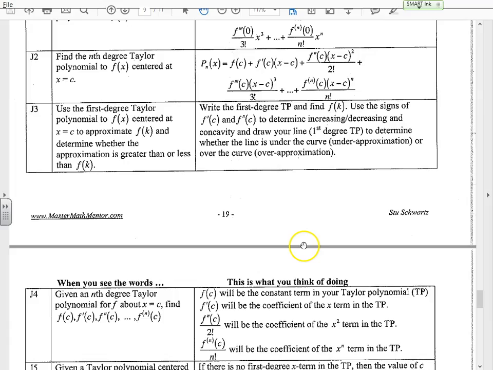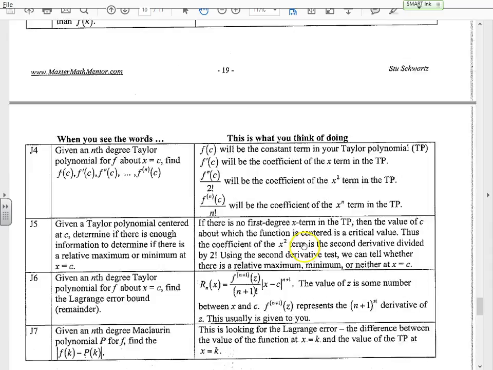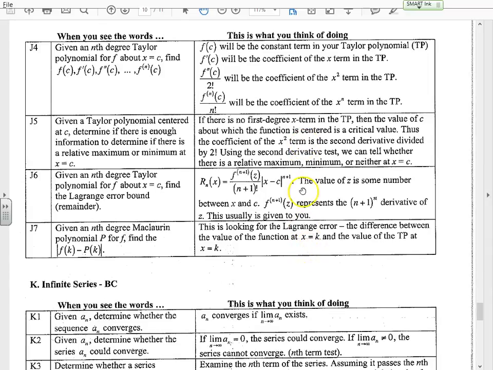Do you want me to scroll down? Okay. J5. If there is no first degree x term, then the value of c about which the function is centered is a critical value. Why is that true?